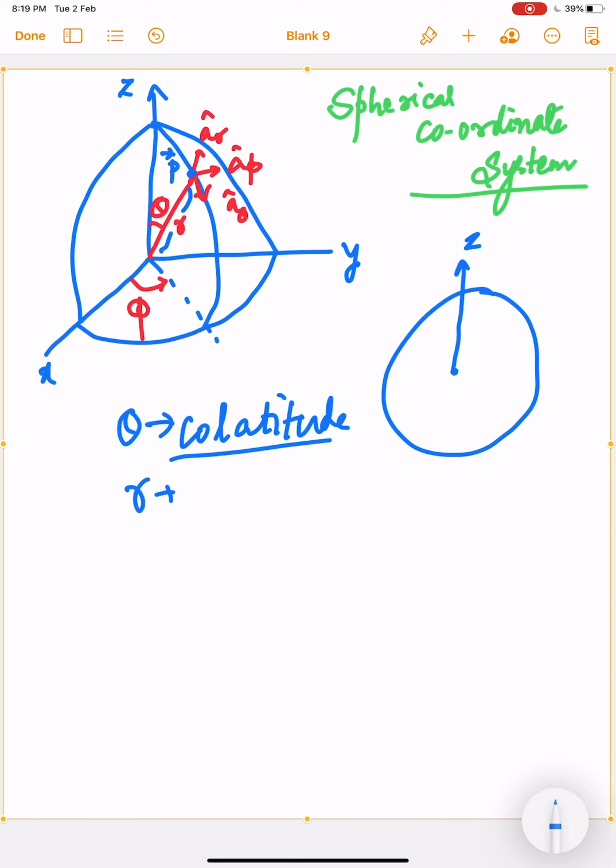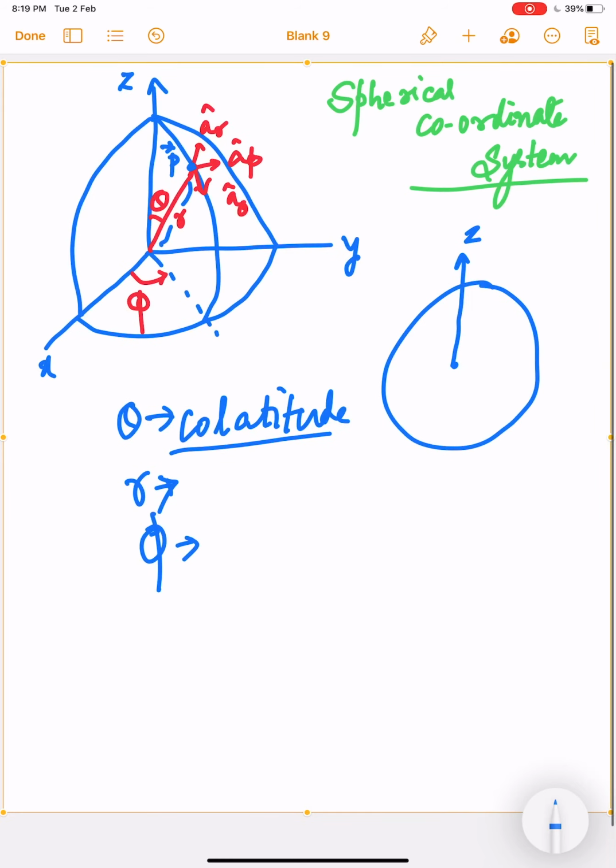Then the next thing is phi. Phi is the same as what we saw in cylindrical coordinates. Suppose you drop this position vector into the xy plane; you get a point over here, and from the x-axis it makes an angle phi. This phi is also called the azimuthal angle.